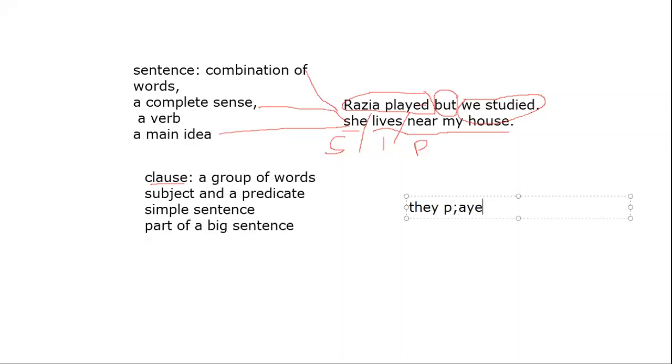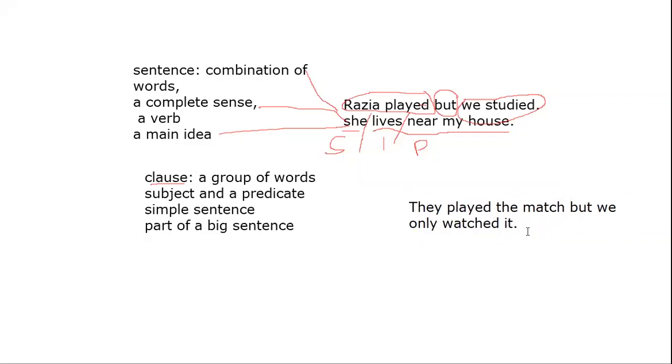They played the match. I'm not that good at typing. So, they played the match, but we only watched it. But we only watched it. Now here, a sentence always begins with a capital letter and ends with a full stop. Now look at this sentence.